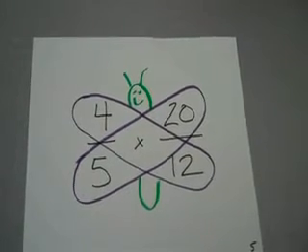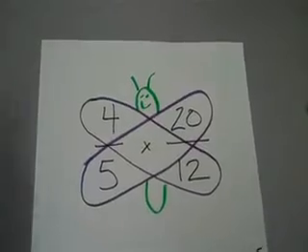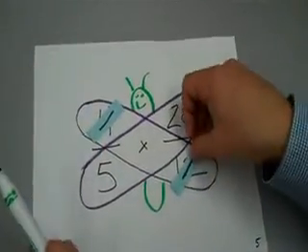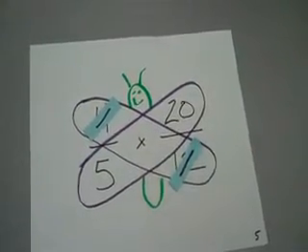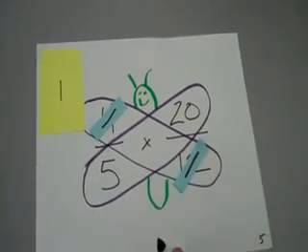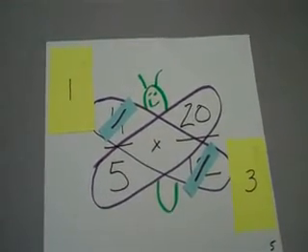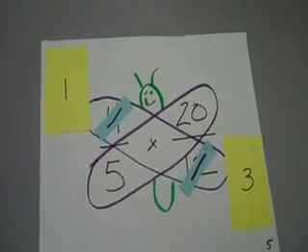So in this case, we can cancel off the 4 and the 12 by finding a common factor, which would be 4. So we're going to divide both parts by 4. 4 divided by 4 is 1. 12 divided by 4 is 3. We'll do the same for the other two diagonals.